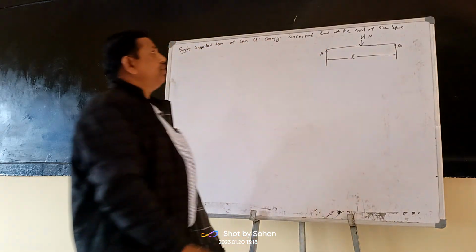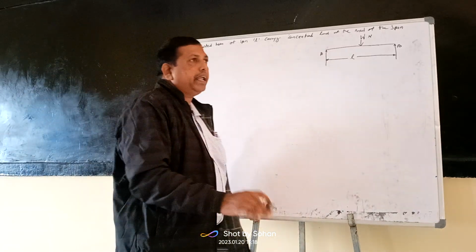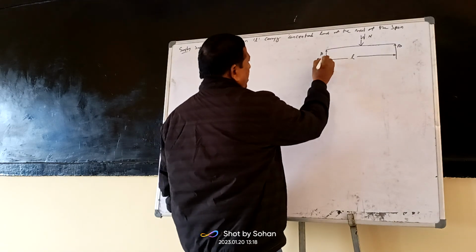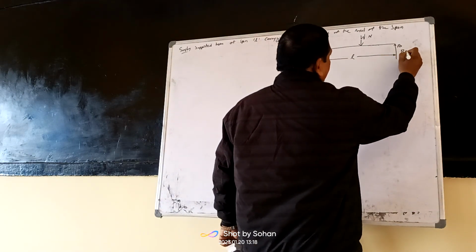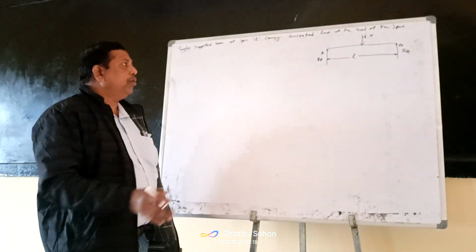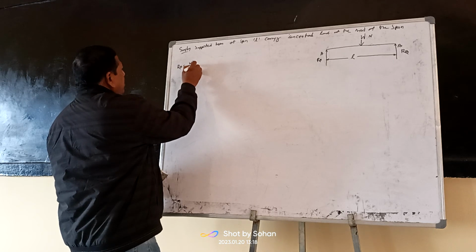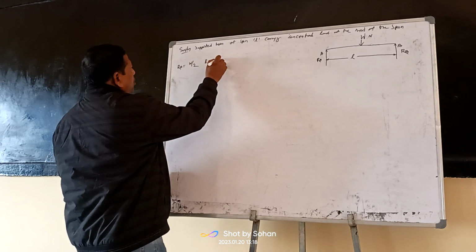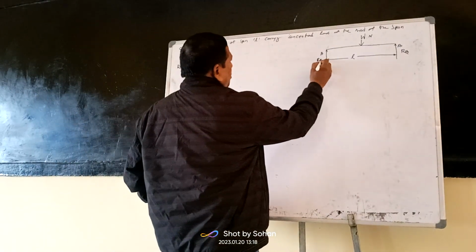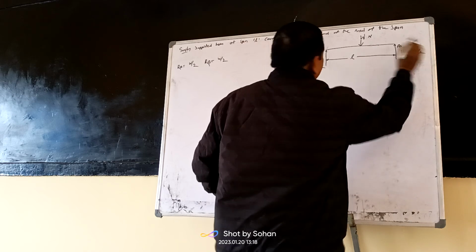So for solving the simply supported beam, we have to calculate RA and RB. What is RA and what is RB? RA is the reaction at A and RB is the reaction at B. Due to the load being applied symmetrically, RA is equal to W by 2 and RB is equal to W by 2.